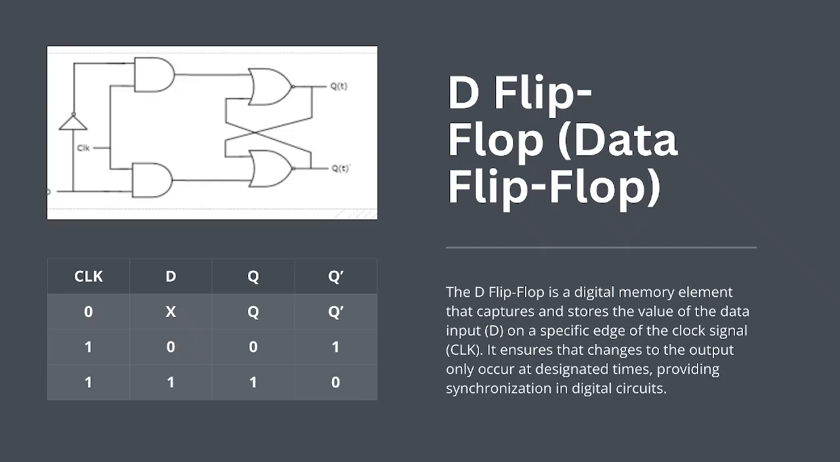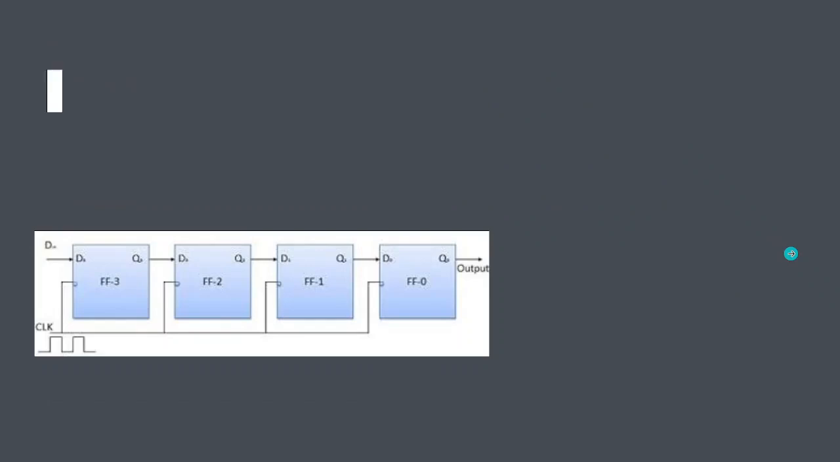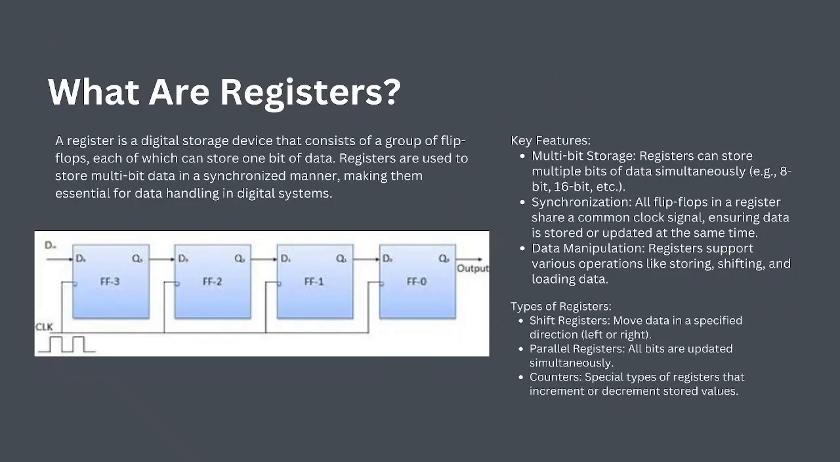Now that we have explored various types of flip-flops, let's dive into a crucial component in digital circuits, which are registers. A register is simply a group of flip-flops used to store multiple bits of data. It is a fundamental building block in memory systems, processors, and data handling circuits. There are several types of registers, including shift registers, which move data in a specific direction, parallel registers, where all bits are updated simultaneously, and counters, which increment or decrement a stored value.